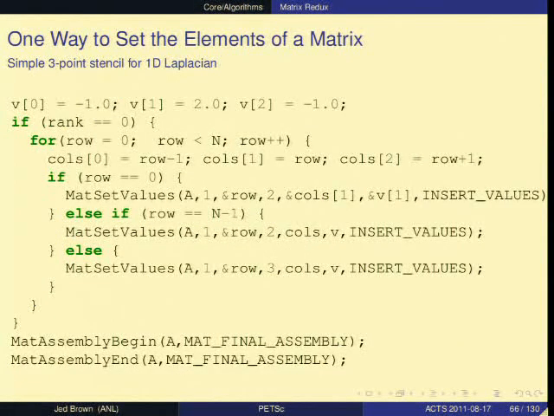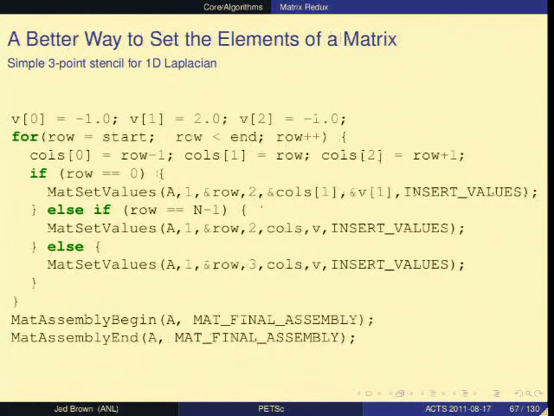So one way to do this would be to have rank 0 just loop over the whole global system, and these are boundary conditions, and set the values in there. This is horrible because it involves way more communication, and only rank 0 would be doing any work. So a better way to do this is to have every process loop over basically its local portion. So the rows that it's owning, and then the body of this is exactly the same code.